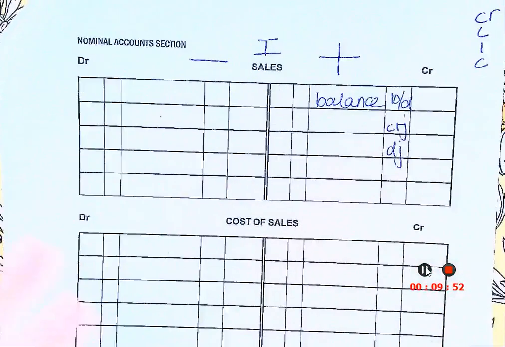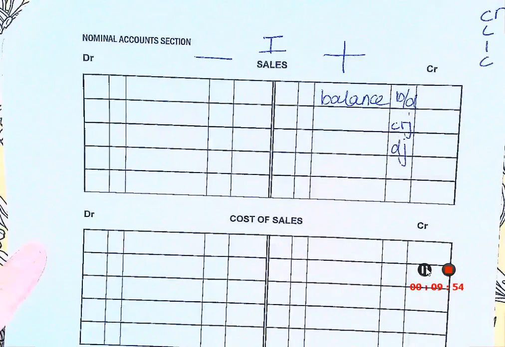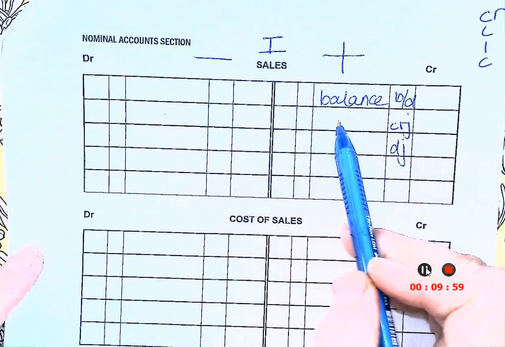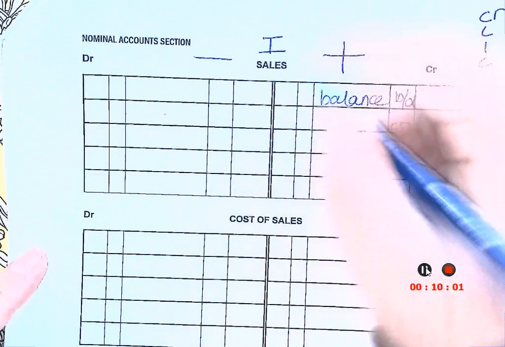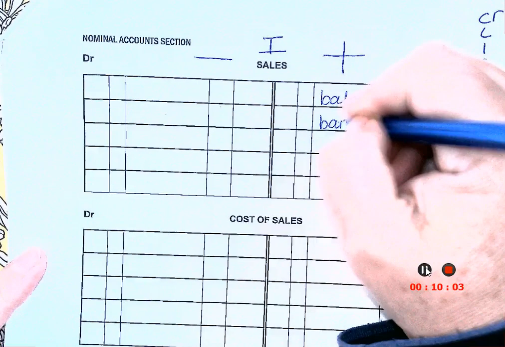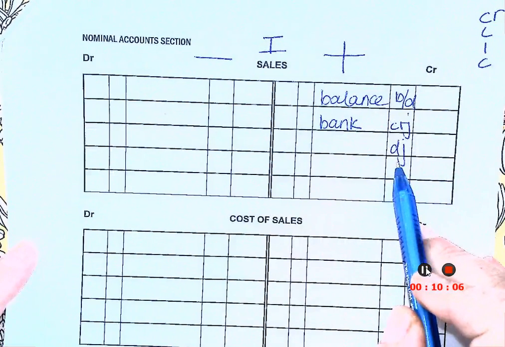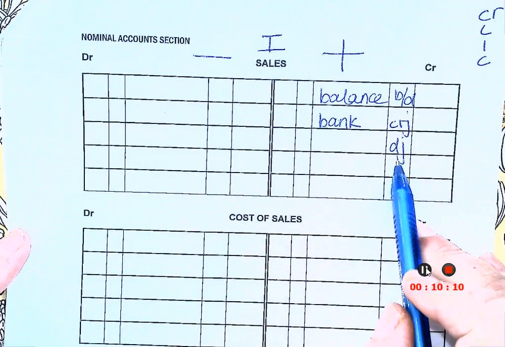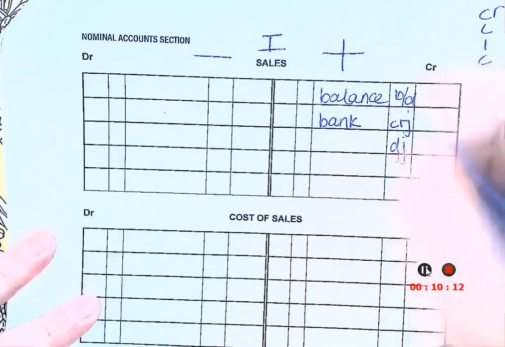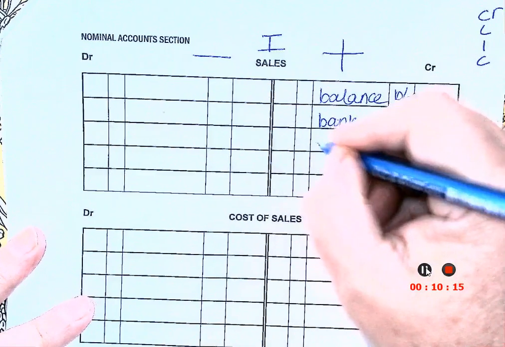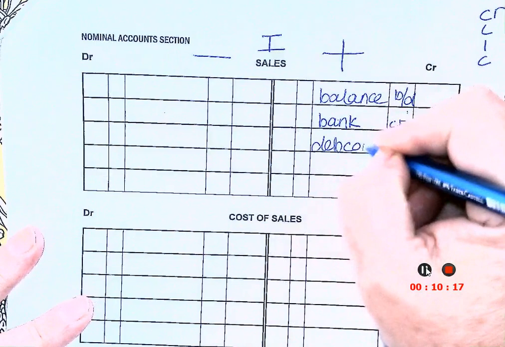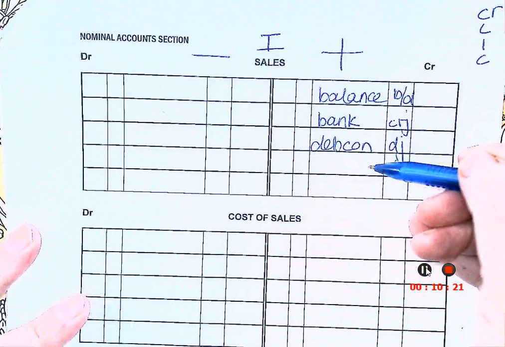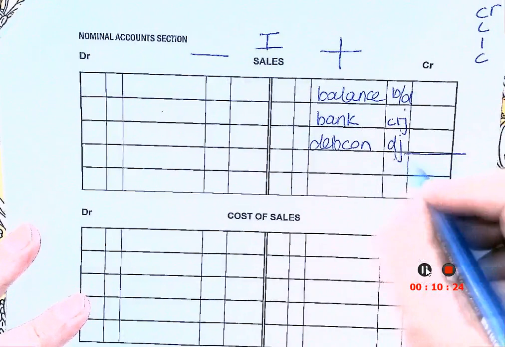Now, if I have cash sales, where does the money go? What am I going to write? Bank. If I have credit sales, who owes me? What do I call the person who owes me? A debtor, ne? Debtors journal, debtors control. With this, everything is on one side, so I'm just going to total it.